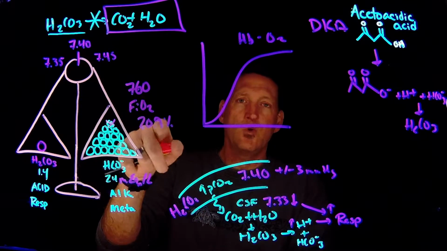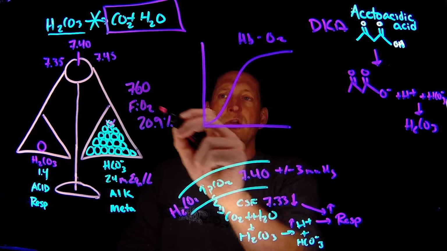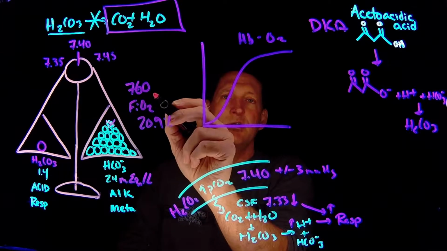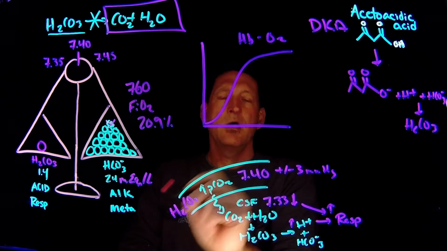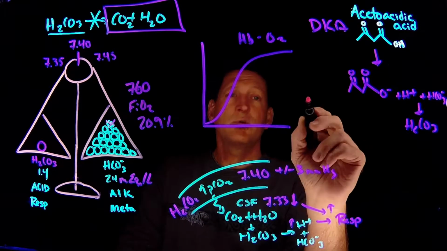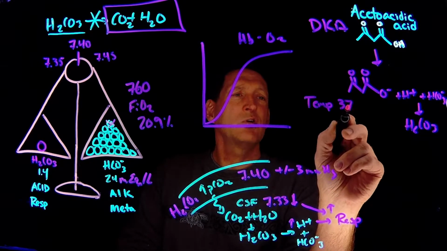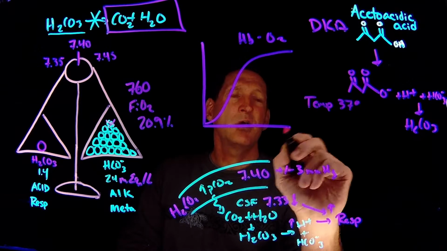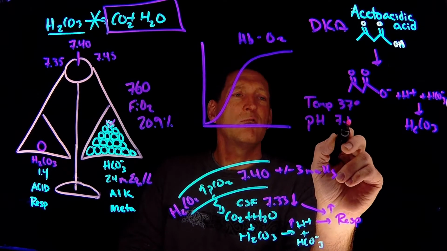It's still going to be 20.9% oxygen in the air. So anyway, I have this patient, they're at 760 millimeters of mercury, so they're at sea level. They have an FiO2 of 20.9. I also have to standardize their temperature to 37 degrees Celsius, and standardize their serum pH to 7.4.